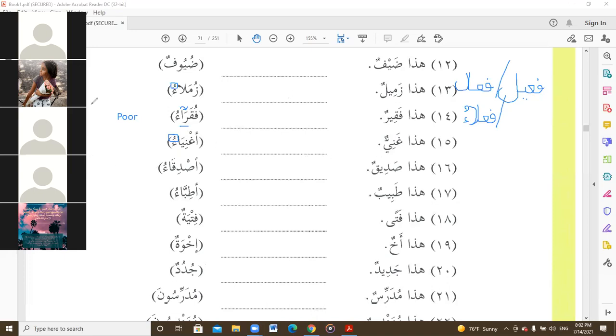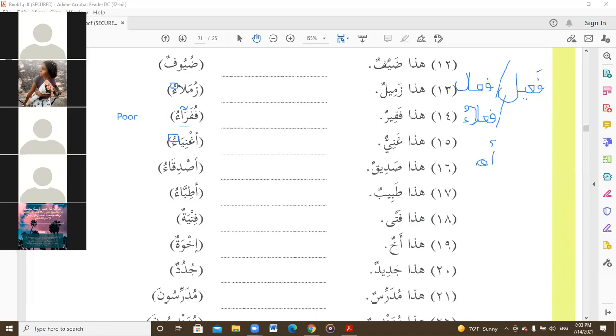Number 16, Sister Khawla. هذا صديق هؤلاء أصدقاء. Very good. And now we're noticing a third pattern for fa'il. Fa'il is a phonetic pattern in the singular. We had fi'al, like kibar and sigar. We had fu'ala, like zumala or fuqara. And now we have af'ila. Yes, asdiqa from sadiq.